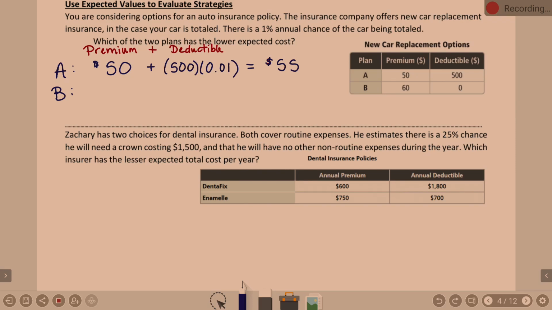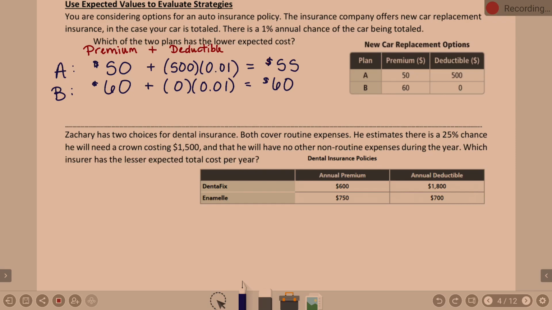What do you know you're paying? You know you have to pay that premium of $60. The deductible is 0. Okay, so officially, what can we say here? A $0 deductible. What's the chance we have to pay that $0 deductible? 0.01, but that's 0, right? So what's 60 plus 0? 60.